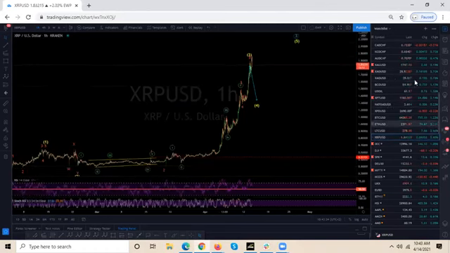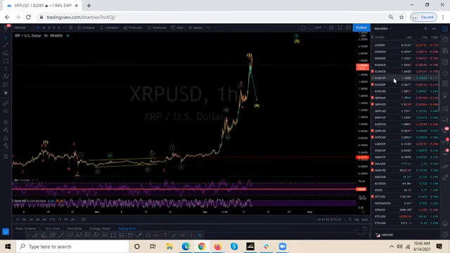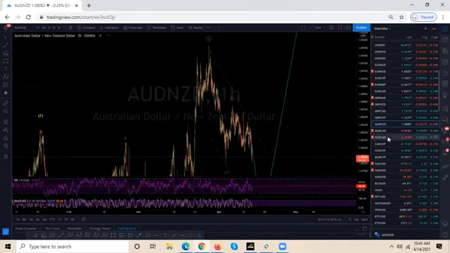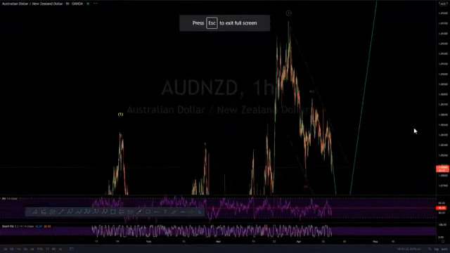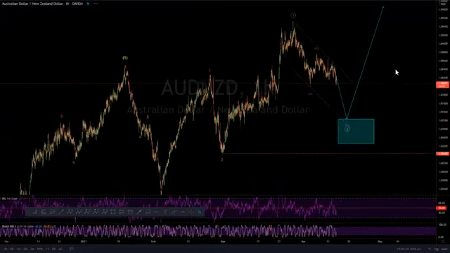Okay, let's look at AUD New Zealand. Someone is requesting that we look at AUD New Zealand. I would love to see this one trade lower into the blue box, and after that, I'll look for a move to the upside here.